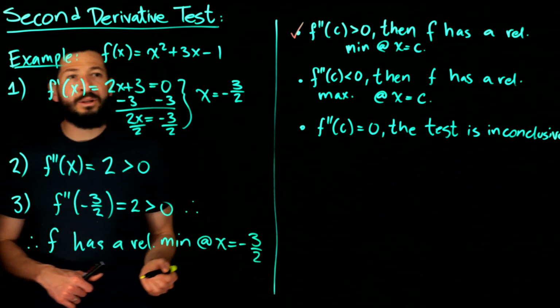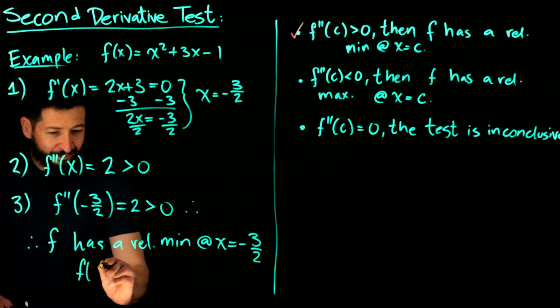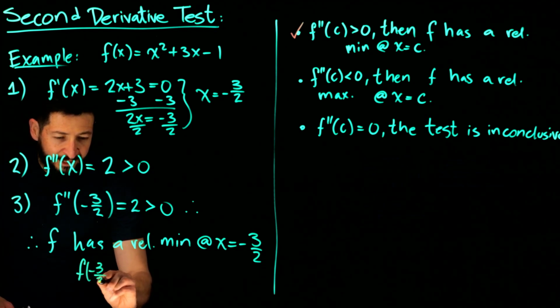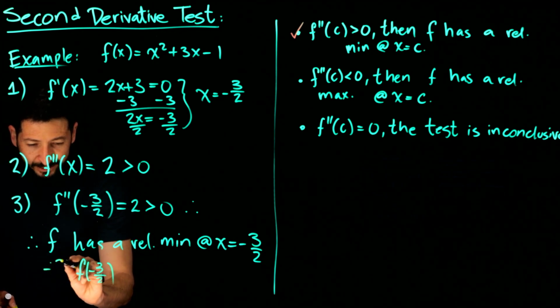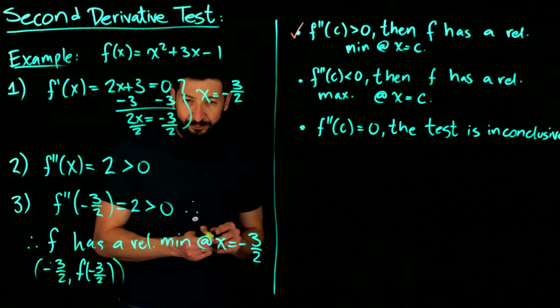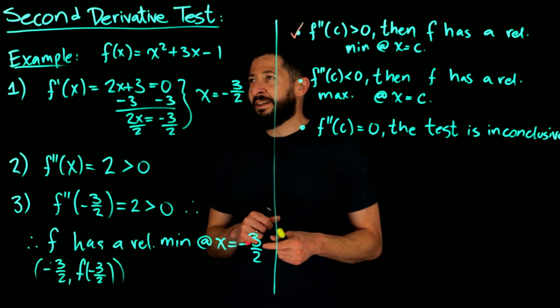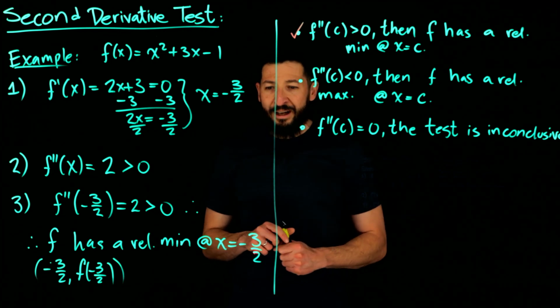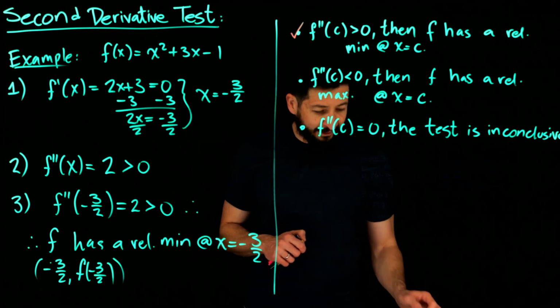And then if you want the minimum value, you would evaluate your function at negative 3/2. And you get the actual point, which would be negative 3/2, comma, and then the function evaluated there. But right now, I'm just interested in telling you the mechanics of it, so we're going to move on to another example. So I'm going to erase this part so we keep our table on this side.